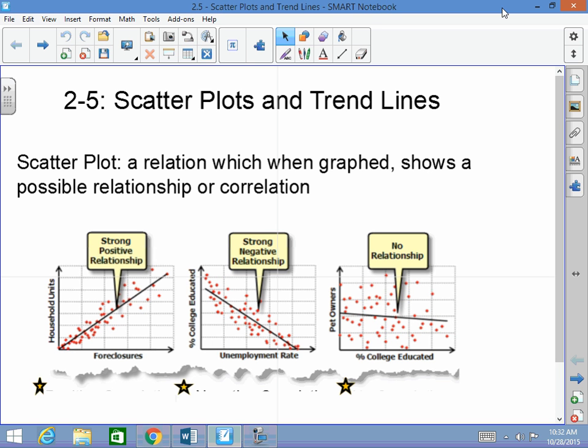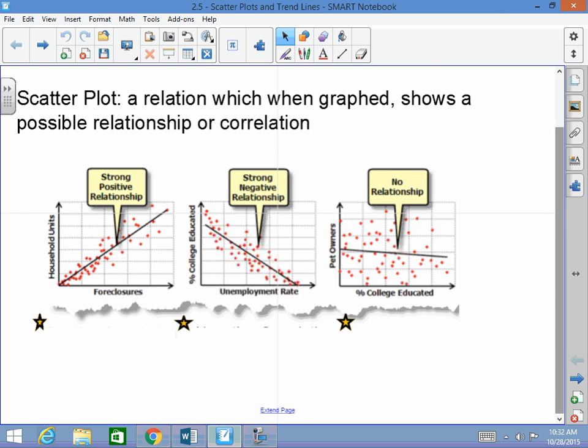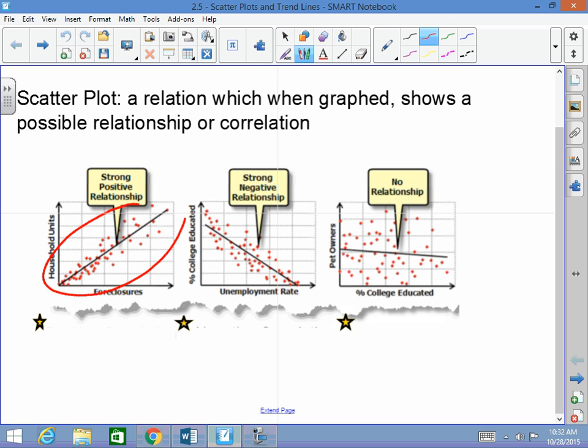A scatter plot is a relation which, when graphed, shows a possible relationship or correlation. When you graph relations, which are a set of ordered pairs, sometimes they will give you a relationship, sometimes they will not. This relationship or correlation can be one of three. If you look at the three scatter plots I gave you, it's called a scatter plot because look at all these points. They're scattered all over the graph, correct?